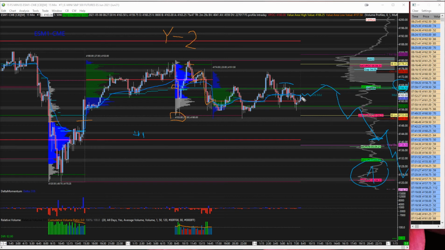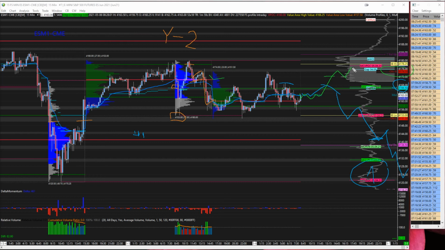Scenario 2 is we chop around and extend higher, taking out the LVN, then the VPOC from yesterday, the overnight high at 74. There it is. You have 70, the VPOC. Sorry, down a little bit lower. That's the VPOC from yesterday. Take out that. Take out the overnight high at 74.